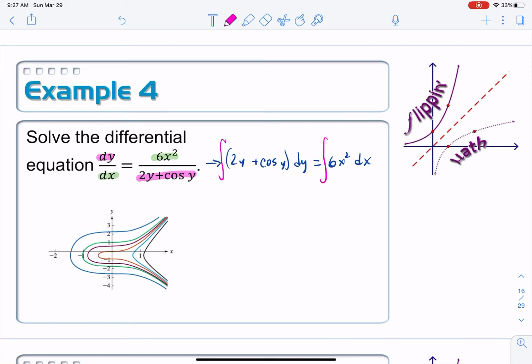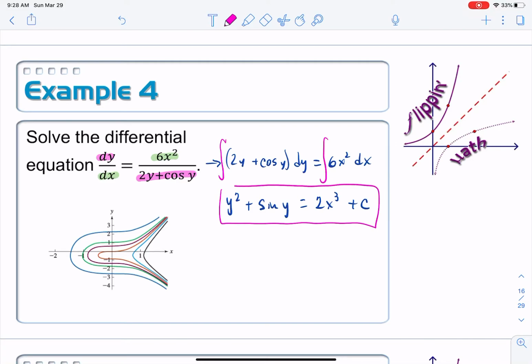Now we want to take the antiderivatives of both sides of this. Antiderivative of 2y would be 2y squared over 2, which just means y squared, plus the cosine of something. Its antiderivative is the sine of something, sine y, is equal to, on the right-hand side, antiderivative of 6x squared would be 6x cubed over 3, and a 3 would cancel, making that 2x to the third. And then let's not forget, please, our constant of integration.